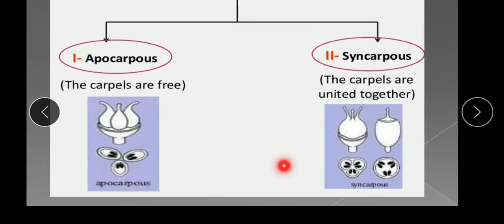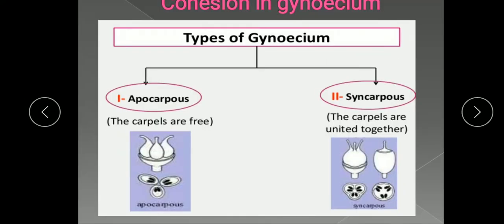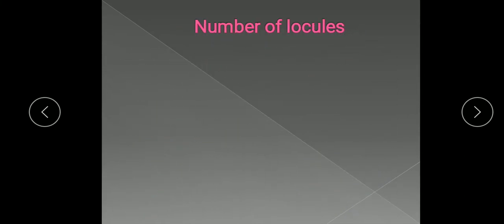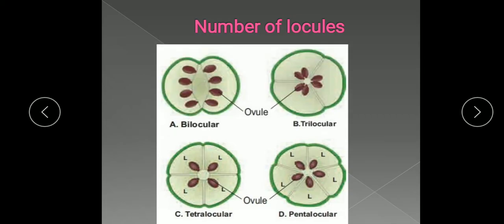The arrangement of the ovules may be different in the syncarpous condition. Here the ovules are attached at the center, here they are attached at the periphery, but the carpels are fused. So when the carpels are united together or fused, this condition is syncarpous, and when the carpels are free, this condition is apocarpous. Now next we will study the number of locules.